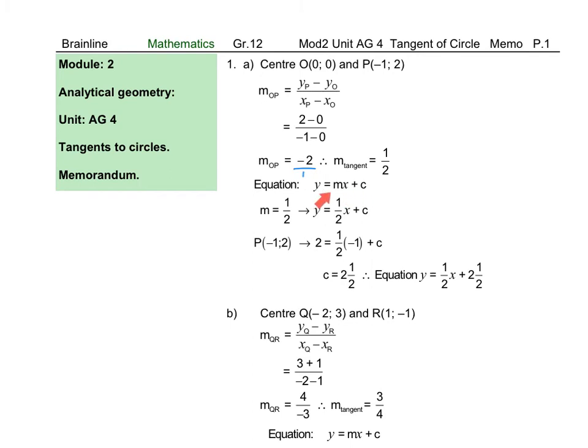Then we use the standard equation of a straight line, y equals mx plus c. We substitute the gradient of the tangent into m. Since the tangent goes through the point P, we can substitute the x with minus 1 and the y with 2. We then simplify the fraction. A half times minus 1 is minus a half. If minus a half is taken to the left, it becomes plus a half, and 2 plus a half is 2.5. Then we substitute back into our original straight line equation, where we said that the gradient of the tangent is a half, and the c value which we've worked out is also substituted as 2.5. So the equation of the tangent is y equals mx, a half x, plus c, which is 2.5.